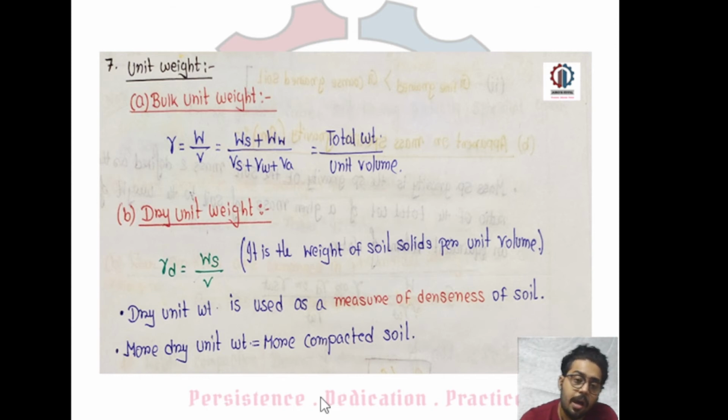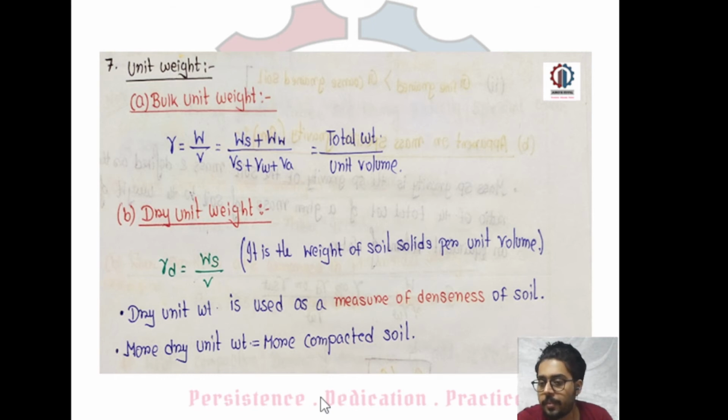Total weight of soil, I have already told you, is the summation of weight of solid plus weight of water, and the total volume means volume of air, volume of water and volume of soil solid. Dry unit weight is the ratio of weight of soil solid per unit volume. Dry unit weight is used as a measure of denseness of soil. More dry unit weight means more compacted soil. When the dry unit weight, that means gamma D, is more, it represents the soil is more compacted.